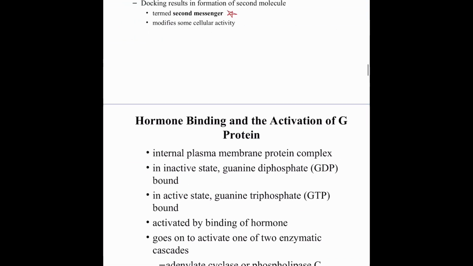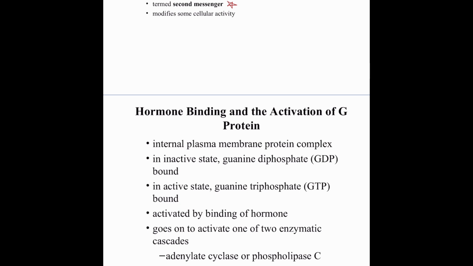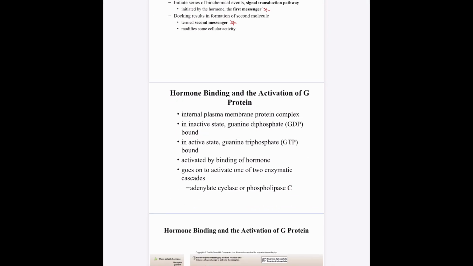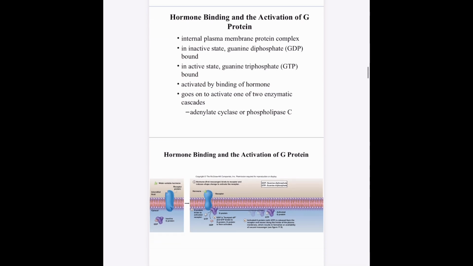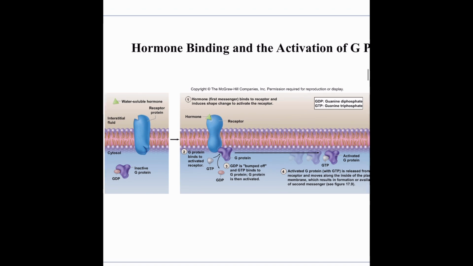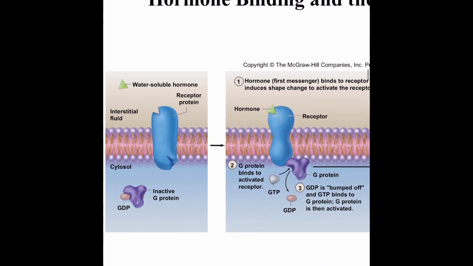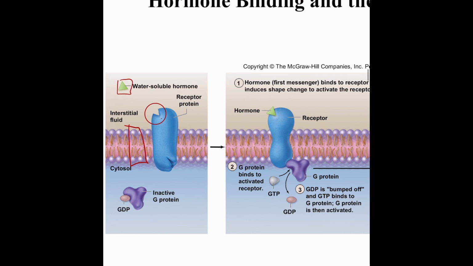Hormone binding and the activation of G proteins. Internal plasma membrane complex: in the inactive state, GDP; in the active state, GTP, activated by binding of hormone, which goes on to activate an enzymatic cascade. What does this all mean? I'm not the best with just words sometimes, so seeing it is extremely helpful. Here's your water-soluble hormone. It can typically go to a receptor protein, and this triangle fits there perfectly. When the hormone is not bound to the receptor, the G protein is inactive as well.